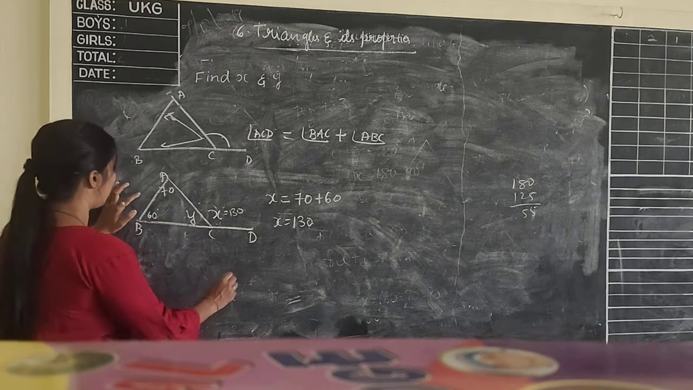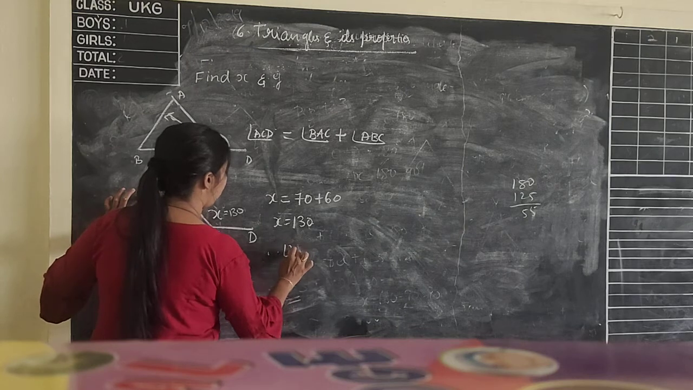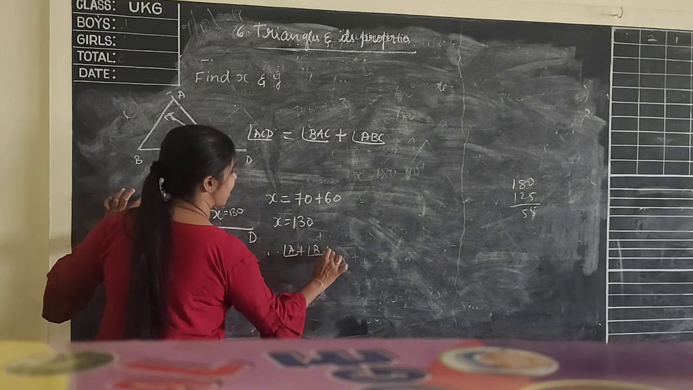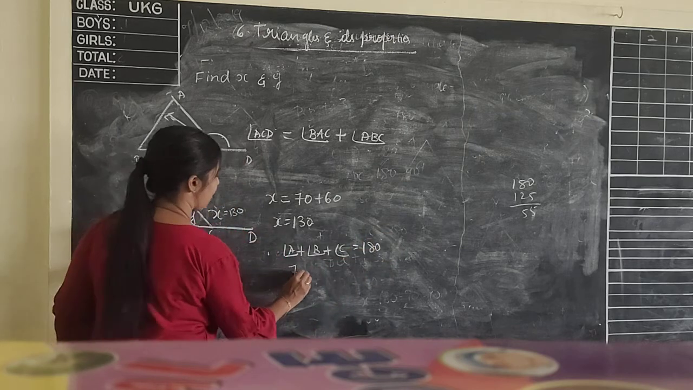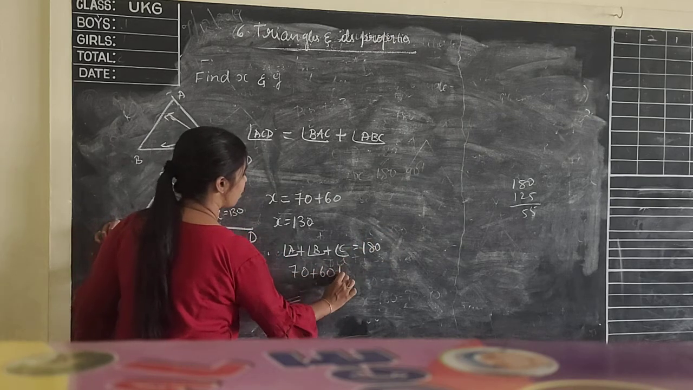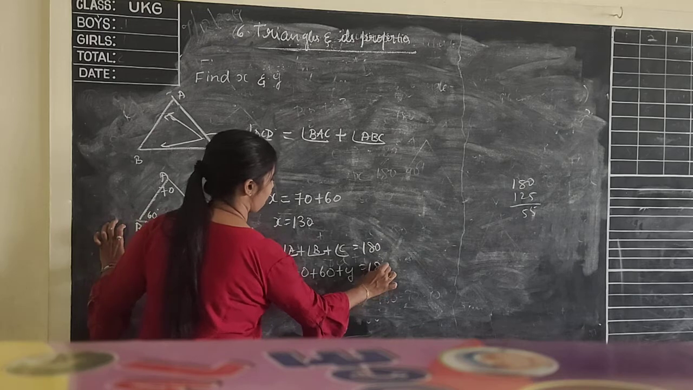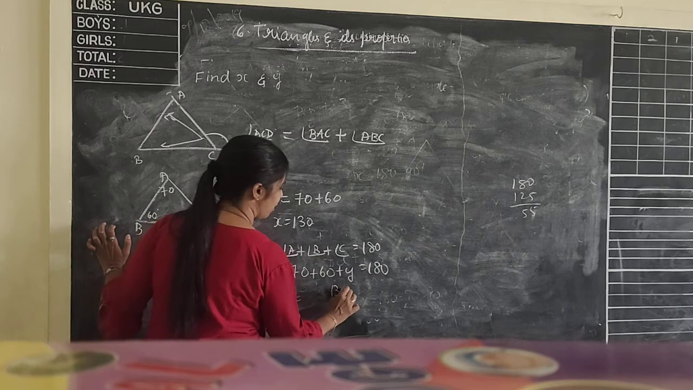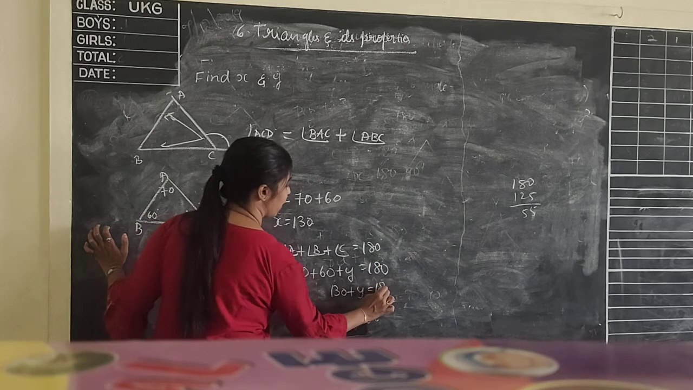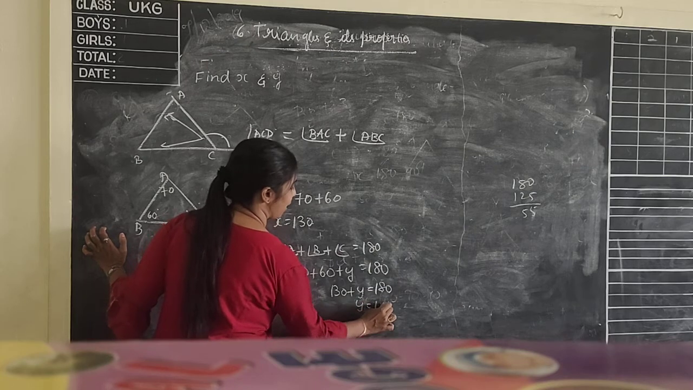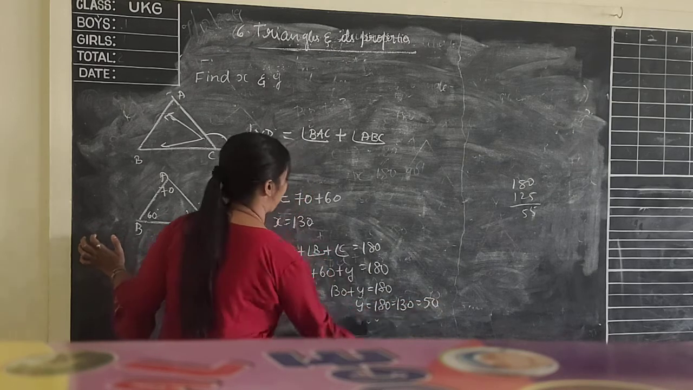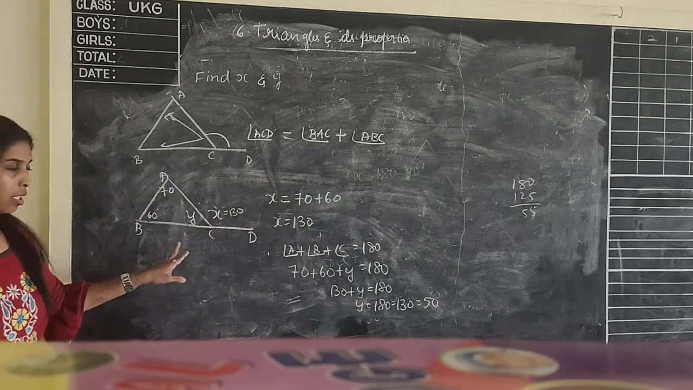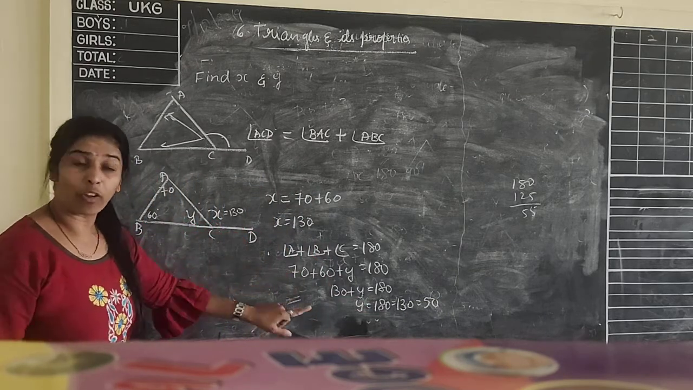Therefore angle A plus angle B plus angle C: 70, 60, y. 130 plus y is equal to 180. 180 minus 130 is 50. This is one way.